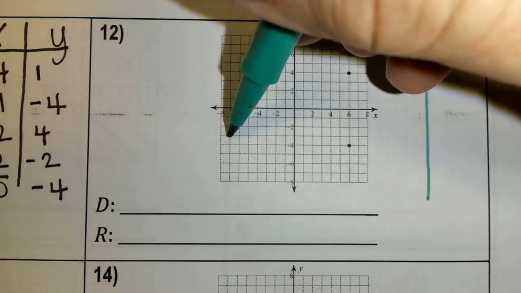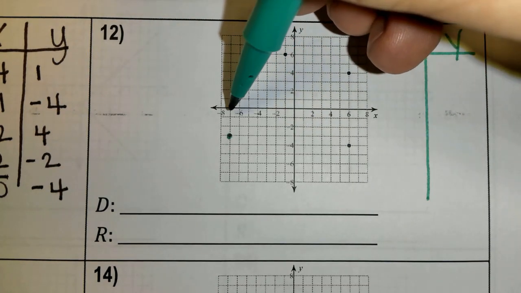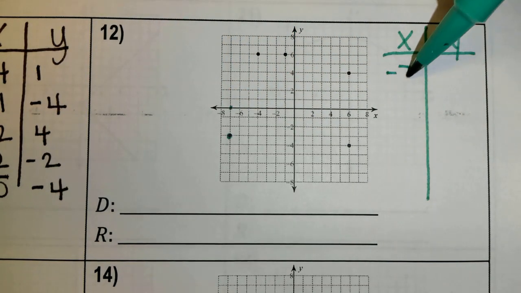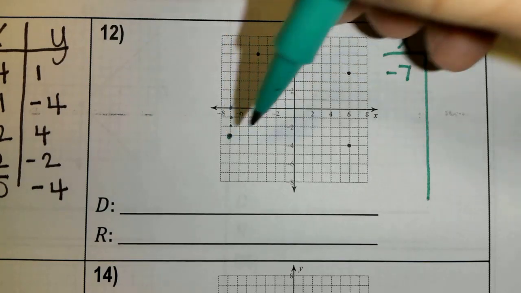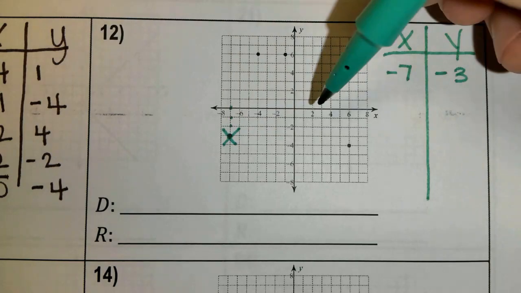Okay, so I'm going to go left to right. So I'm going to start with this one all the way on the left. So that is -7, and then down 1, 2, 3. So -3. Okay, so I did that one.